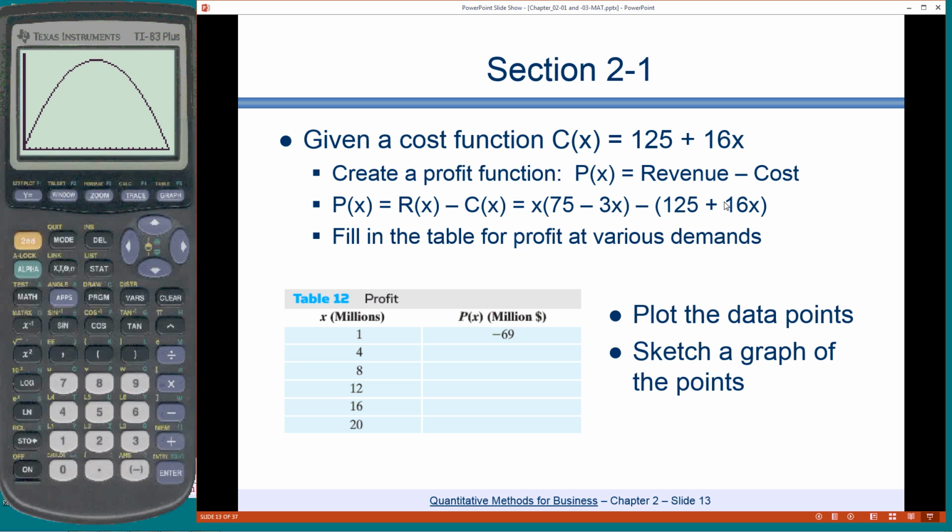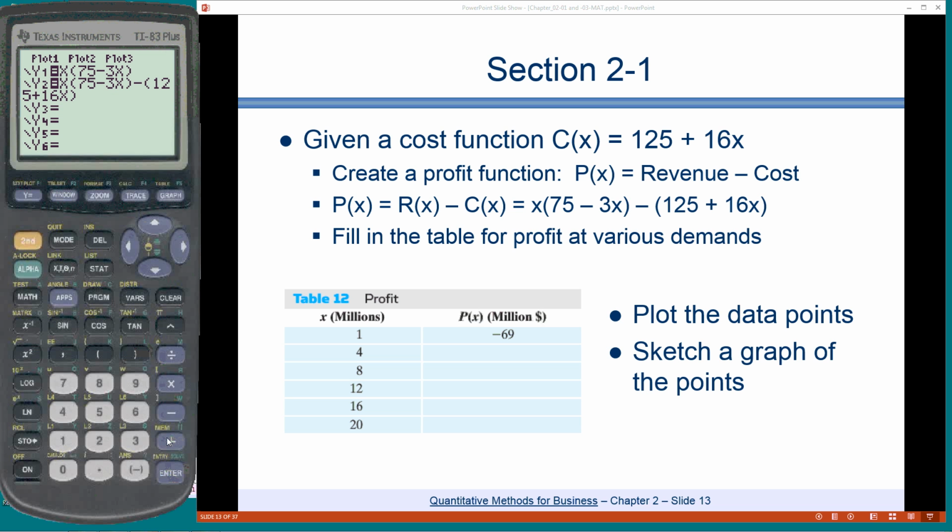So that's our profit. Let's look at that equation on our calculator. And I do it by putting it into a y equals. I want to leave my revenue equation in there, so I want to use a different y equals for my cost equation. So I'll just down arrow 1 to y2, and I'll just type in x times 75 minus 3x, minus 125 plus 16x.